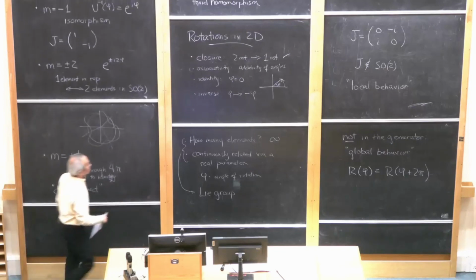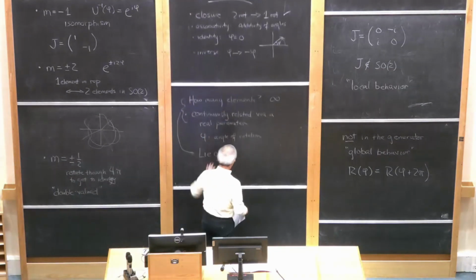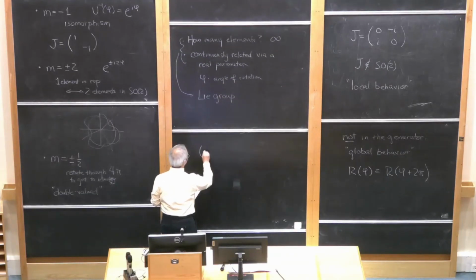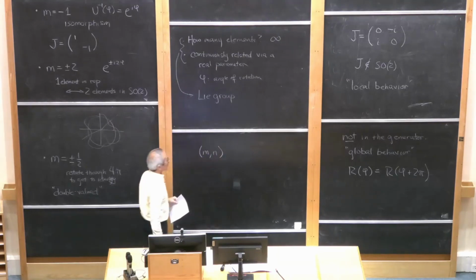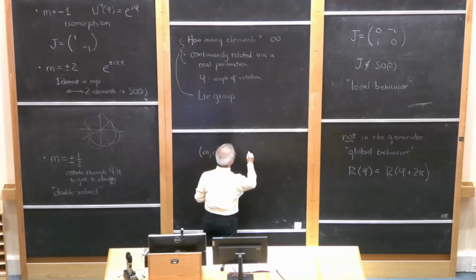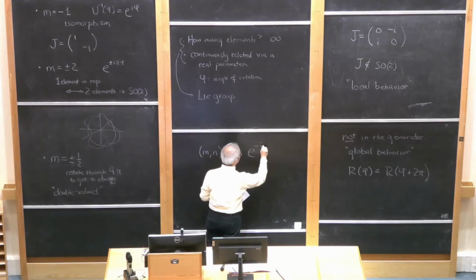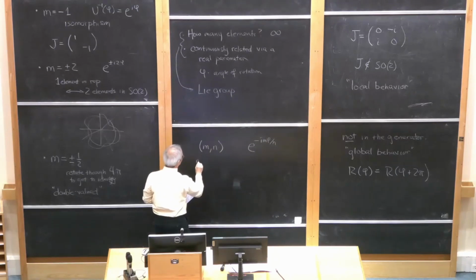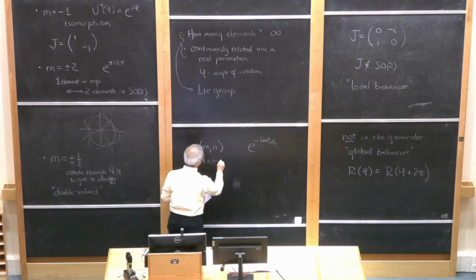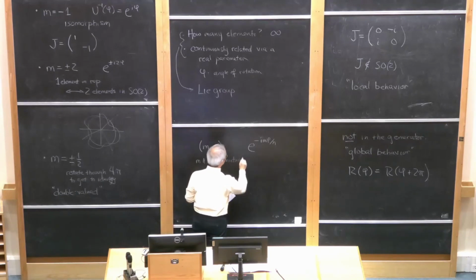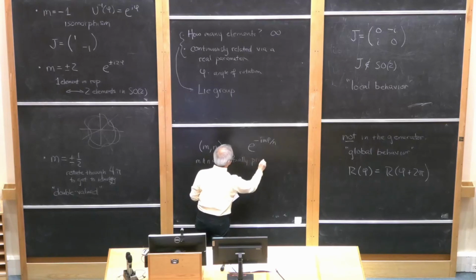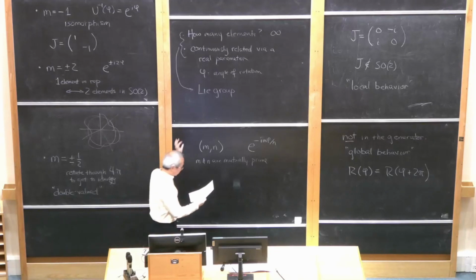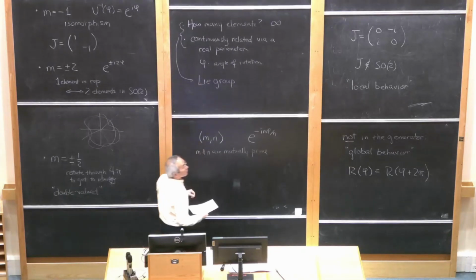And in fact, it gets even worse than that, because you can have a representation mn, which is e to the minus i m phi over n. As long as m and n are mutually prime, in other words, don't have any common factors, this is also a representation of SO2.